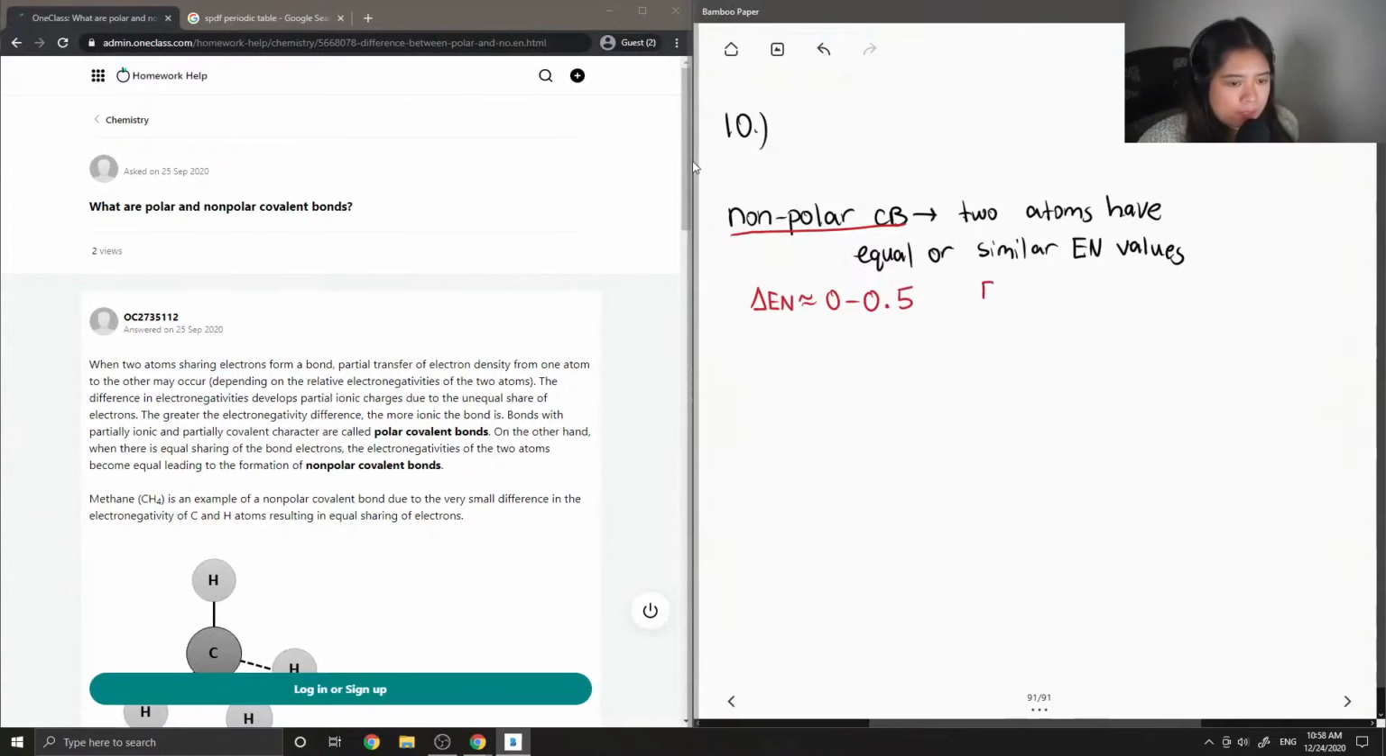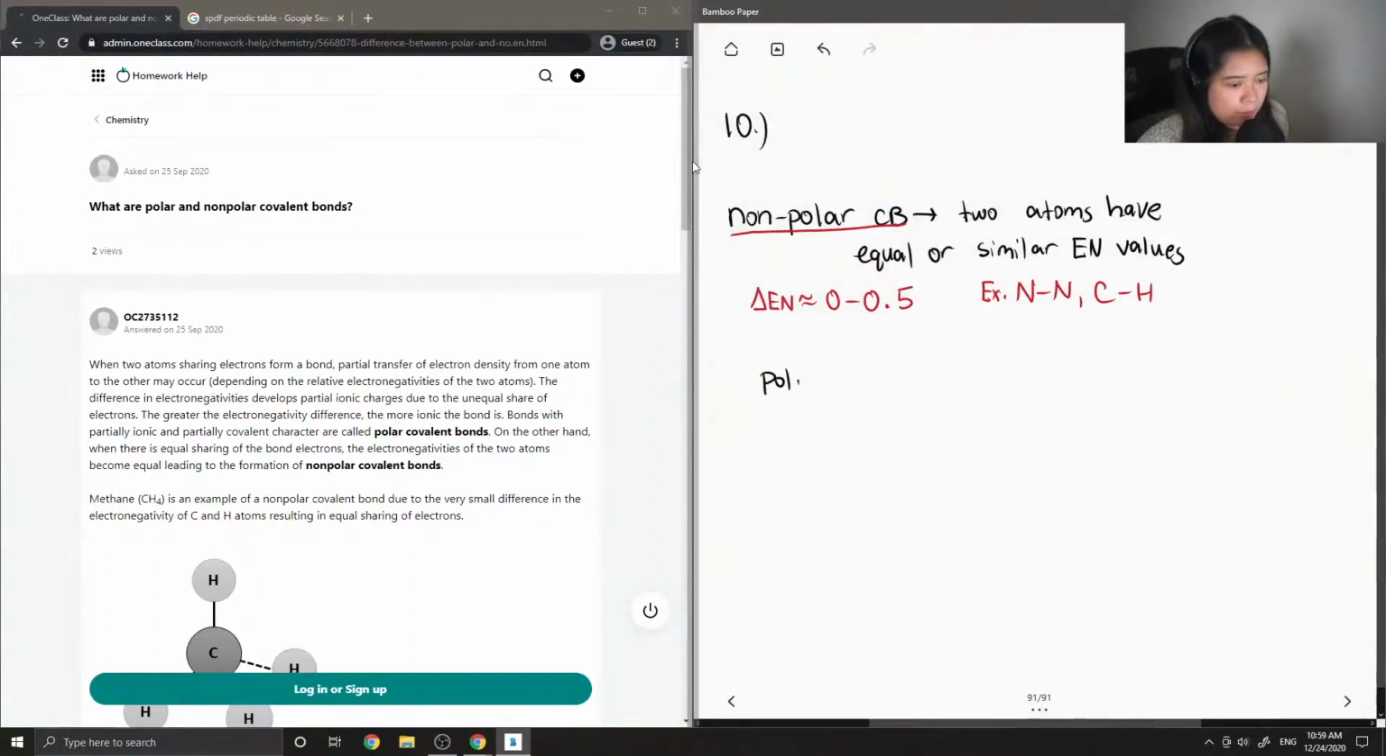And some examples include diatomic elements like nitrogen and nitrogen, and carbon bonded with hydrogen is a nonpolar bond as well, since they have a similar electronegativity value.